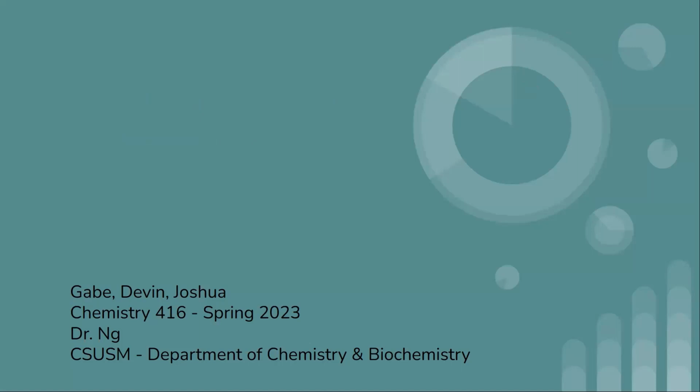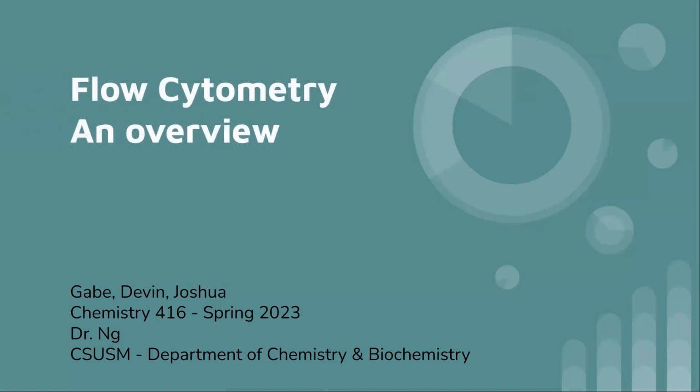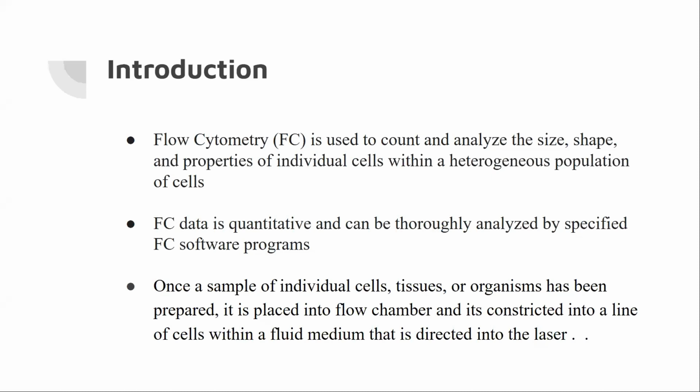Hello, everybody. Today we're going to be talking about flow cytometry. So, what is flow cytometry? Well, flow cytometry is used to count and analyze the size, shape, and properties of individual cells within a heterogeneous population of cells. Flow cytometry data is quantitative and it can be thoroughly analyzed by specified FC software programs.